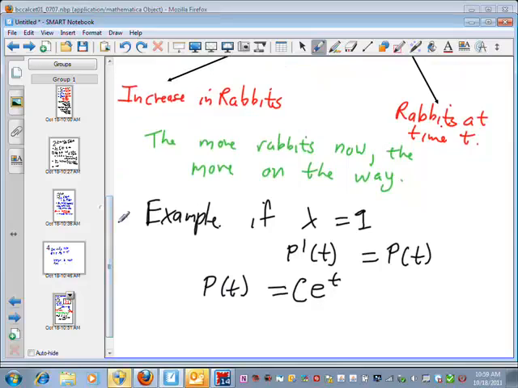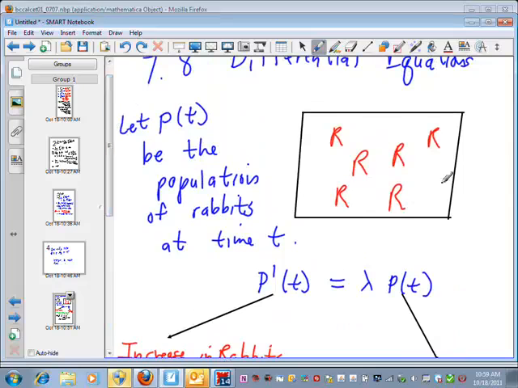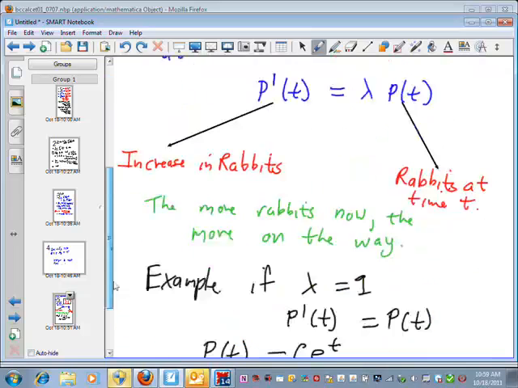Now, what's wrong with this model? We never live in ideal environments. You're going to run out of room, space, resources, all of those things, right? Of course, there are other models, but this is one of the simplest ones.